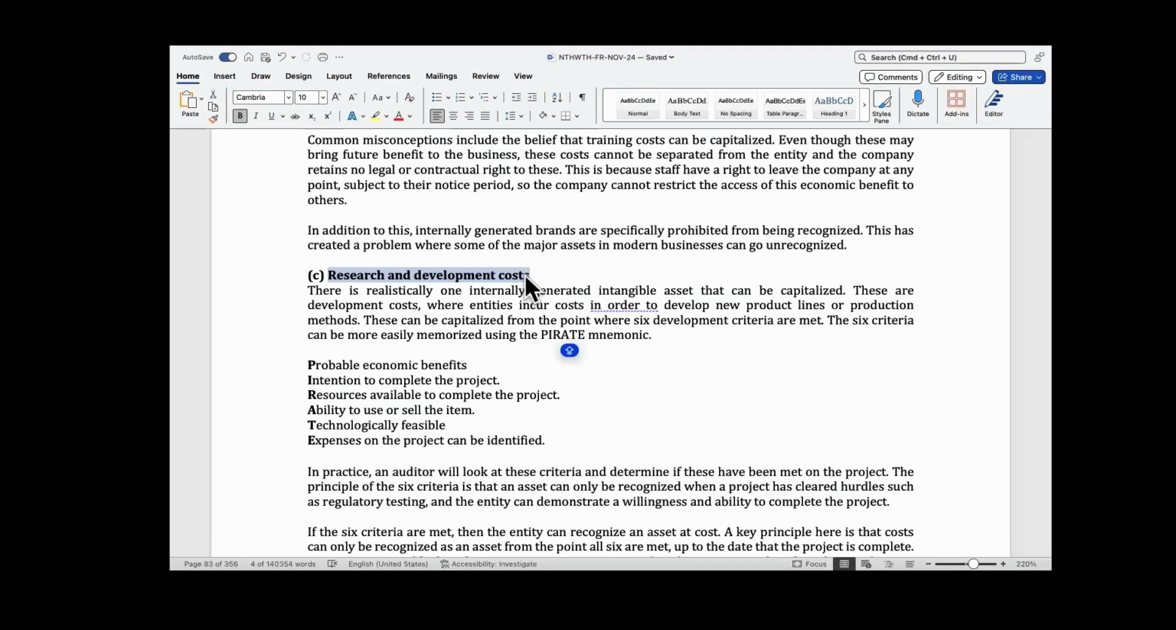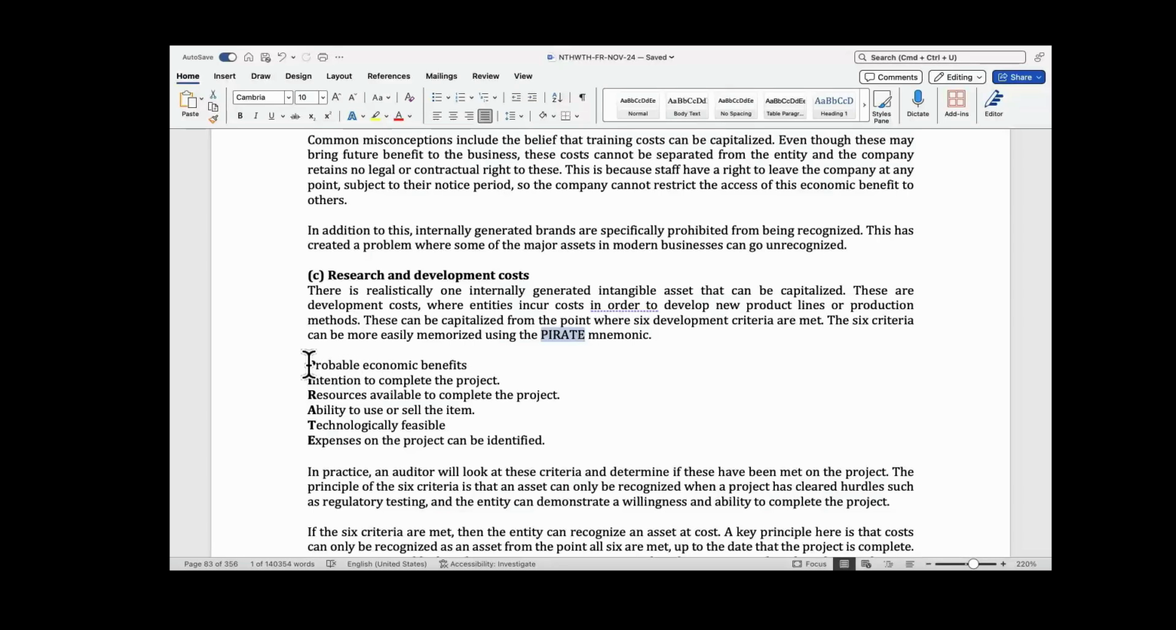Usually, the general practice is that these research and development costs can only be capitalized, meaning you will treat them as an intangible asset, if they meet 6 criteria. I shortened these 6 criteria as PIRATE because ICAN can ask it a lot. So we're shortening it as PIRATE.